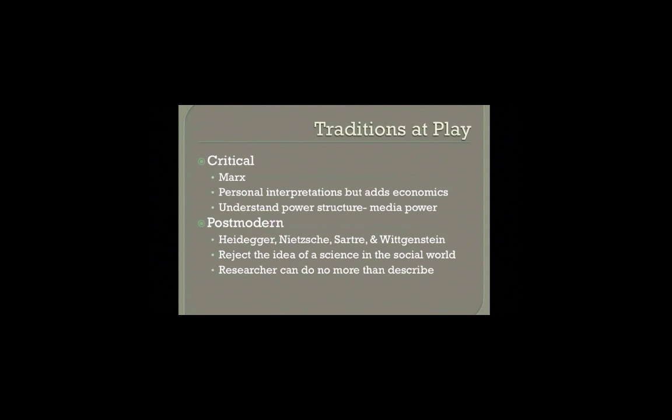We also have postmodern research, which rejects the idea of science in the social world altogether. This began in the humanities, and it wants to transform social science radically. It rejects the possibility of that science. It questions whether knowledge is generalizable or accumulates over time.